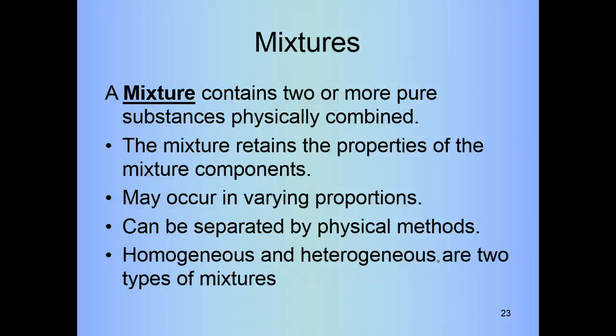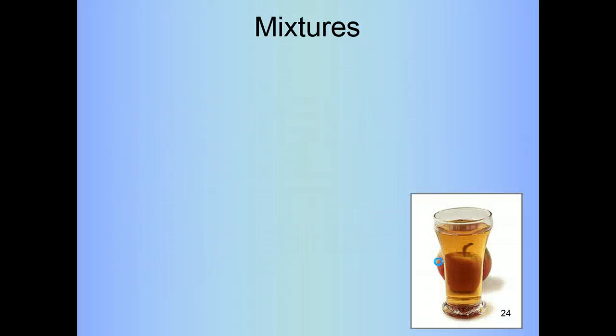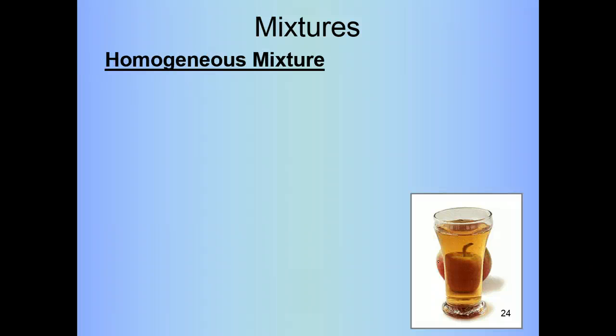And our two types of mixtures will be homogeneous and heterogeneous, and I think most of us have seen these two types of mixtures defined before, but we'll take a closer look at those next. All right, so homogeneous mixture. The prefix homo means same. So again, we're looking for a fixed uniform composition. This in chemistry is also called a solution.